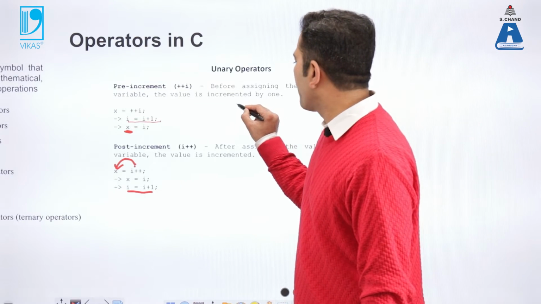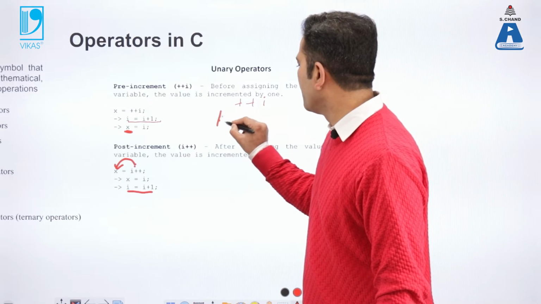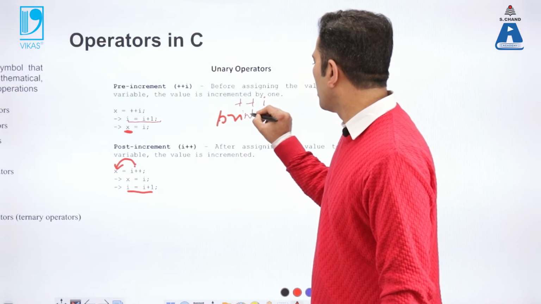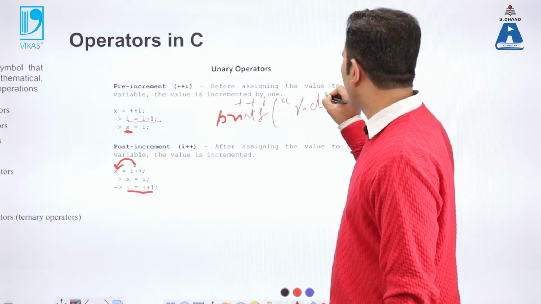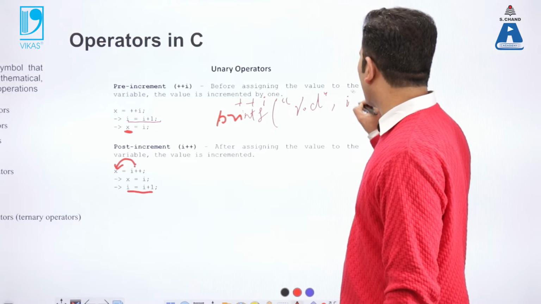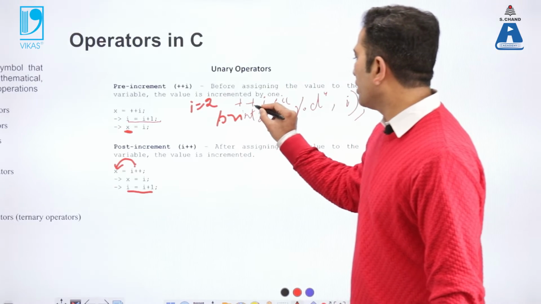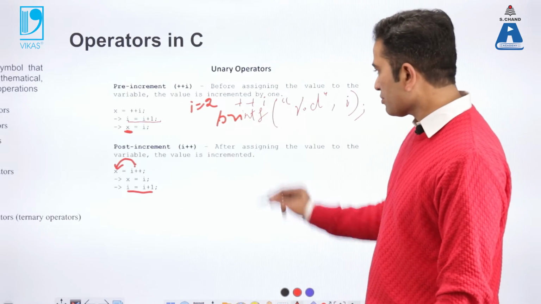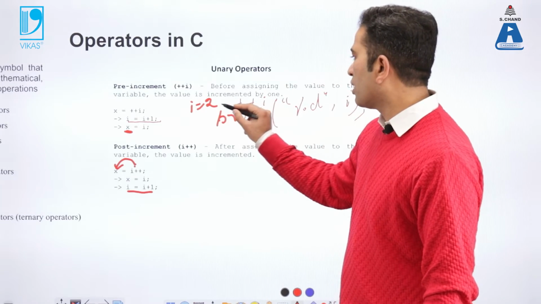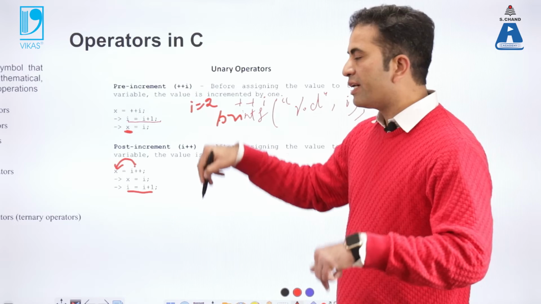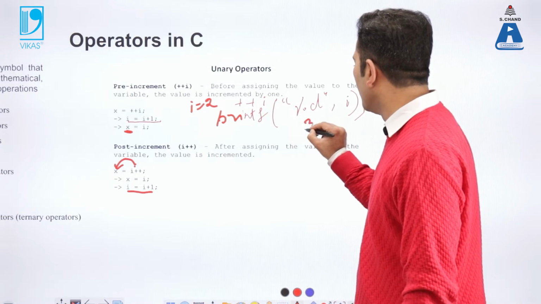If I say plus plus I, and then printf percentage d comma I, what output will I get if the value of I is 2? In plus plus I, first it is increasing, that means I equal to I plus 1. Now the value of I becomes 3, and after that it prints the updated value of I. So my output will print 3.